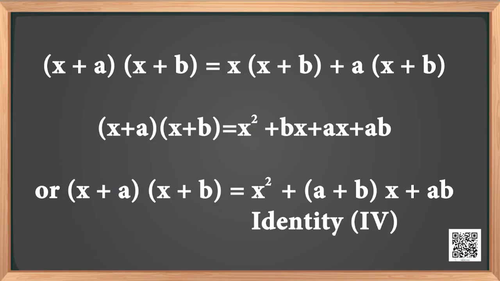Good. (x plus a) times (x plus b) is equal to x times (x plus b) plus a times (x plus b). In the above step, we used the distributive property, which is equal to x square plus bx plus ax plus ab, or (x plus a) times (x plus b) is equal to x square plus (a plus b) into x plus ab, which is the identity number 4.